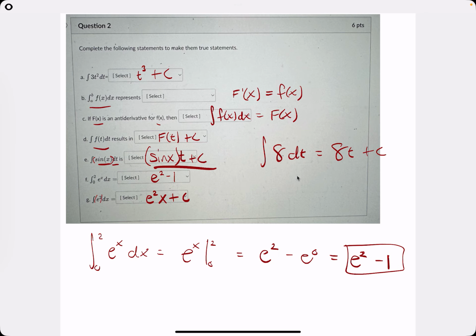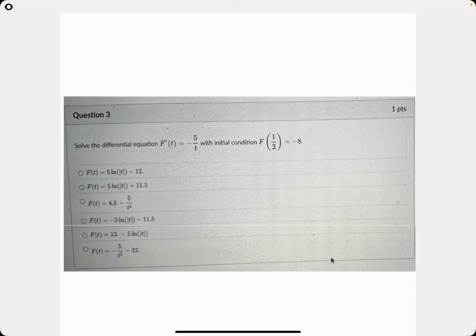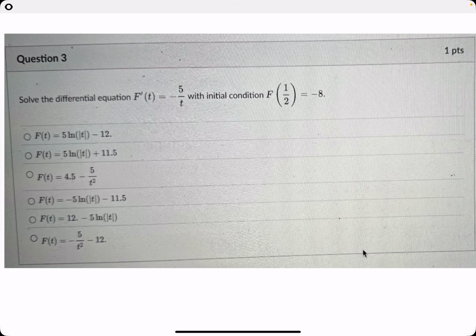Hope this makes sense. Did the best I could without knowing the drop-down boxes. Let's do number 3. Solve the differential equation with initial condition that. So we are using separation of variables, actually, you know what? No, we don't need separation of variables. We're just taking the integral. So we're going to take the integral of -5 over t dt.